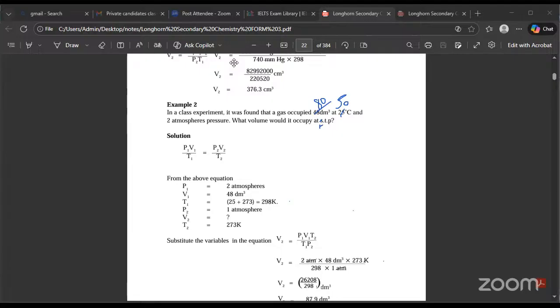So we have 92.26 dm cubed. Let me give the rest of you a minute also so that you can see. Try. Yes, let's finish. Okay, no problem.